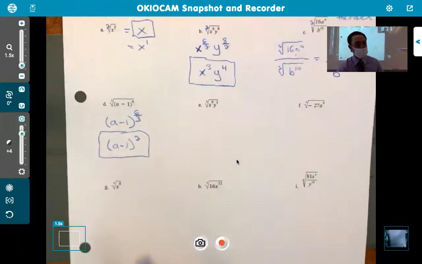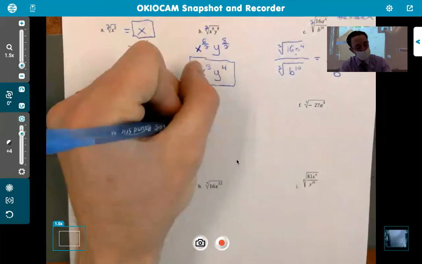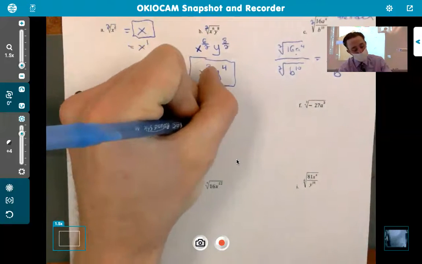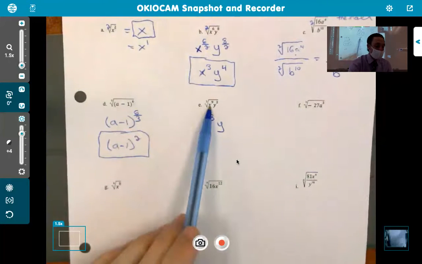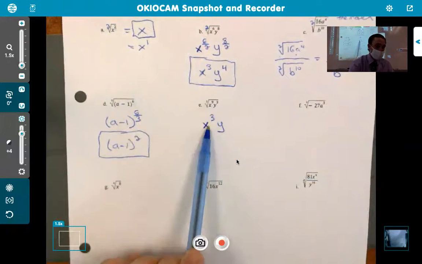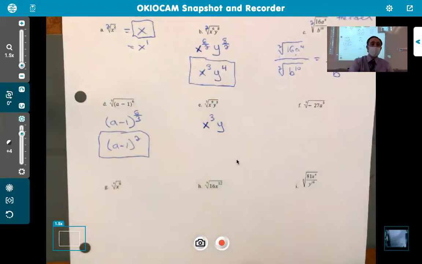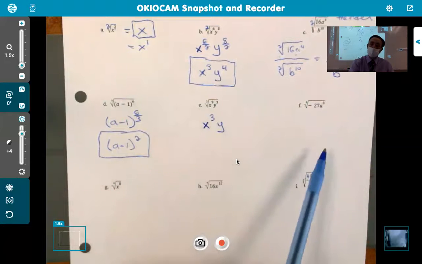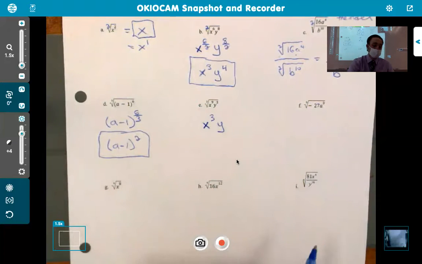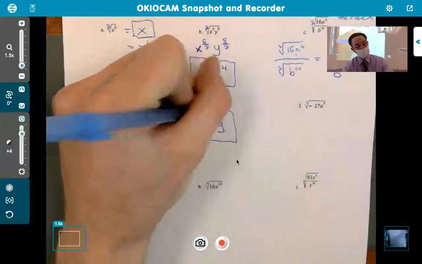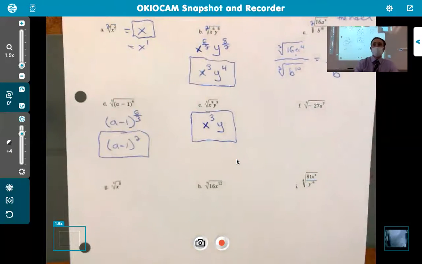All right, let's take a look at example E. What would my answer be for example E? We're following along with the same steps we have from before. X to the 3rd and then y. Good. Right? That comes from x to the 9 divided by 3, which gives me the 3. So that's how I get x cubed. And then y to the 3 divided by 3. Well, 3 divided by 3 gives me 1. So I just leave it as x cubed y. Any questions about that example? Seems pretty easy, right? Nothing too crazy.